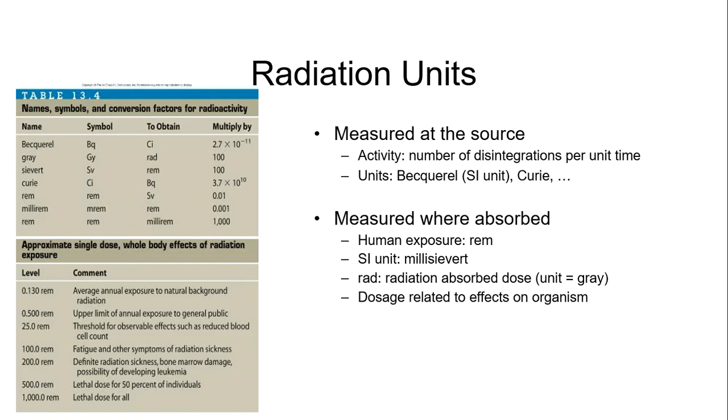Now there are lots of units. I'm just going to go through this very quickly. Lots of units are used to measure radiation. One of the most common units is the becquerel. That is the International System Unit for measuring radiation. However, we often see other units more commonly, especially in the United States, such as sieverts and curies or rems. Rems and millirems are very, very commonly used.